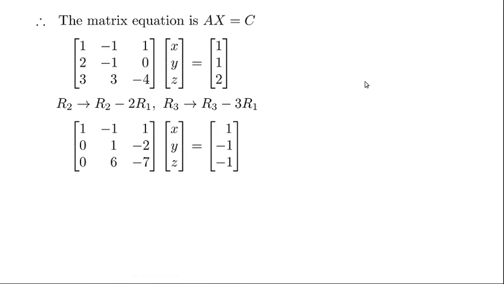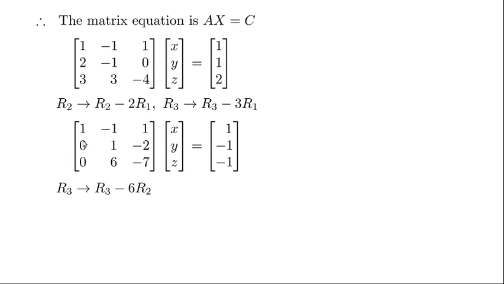So R2 changes to R2 minus 2R1 and R3 changes to R3 minus 3R1. That gives 0, 0 here, and 1, minus 2, 6, minus 7 in the second and third row respectively. And the same transformations are applied on the right hand side also. So it is 1 minus 2 gives you minus 1, 2 minus 3 gives you minus 1 here.